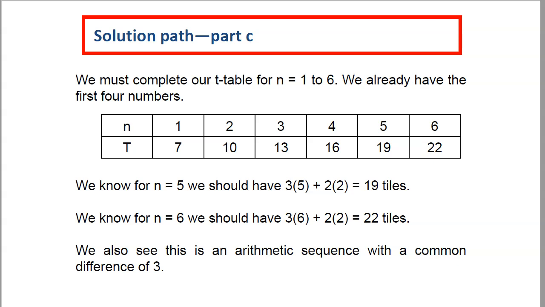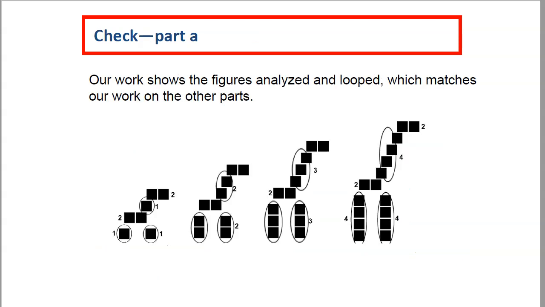We should also note that this is an arithmetic sequence with a common difference of 3. The output numbers go up by 3, from 7 to 10, from 10 to 13, from 13 to 16, from 16 to 19, and from 19 to 22. All of these little pieces help us see the bigger picture. Let's check our work. Our work shows the figures analyzed and looped, which matches our work in the other parts. So we're feeling confident about that. It's otherwise hard to sort of check that.